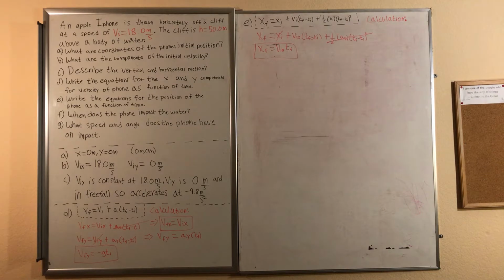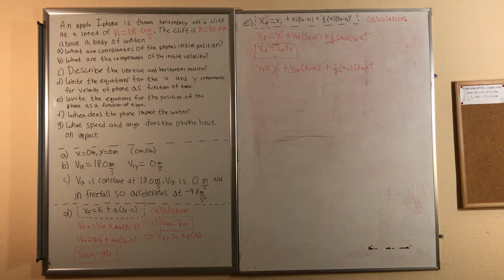To solve for y now, y final equals y initial plus initial velocity of y times final time minus initial time plus 1/2 times acceleration times final time minus initial time squared. Y initial, initial velocity in the y direction, and initial time are all 0, so we can cross those out.